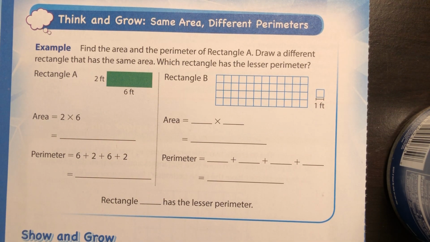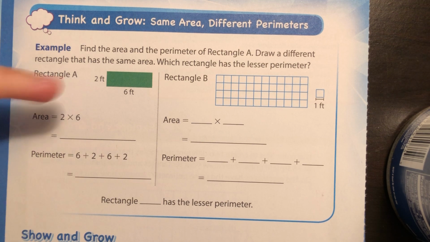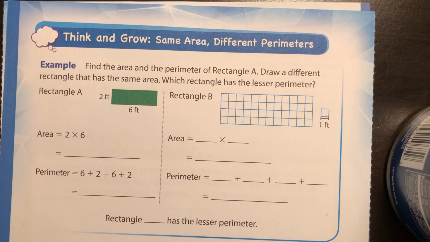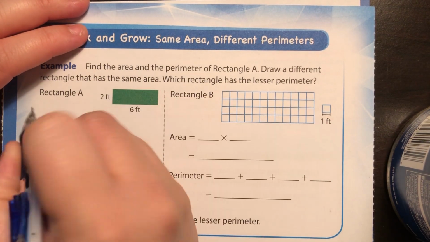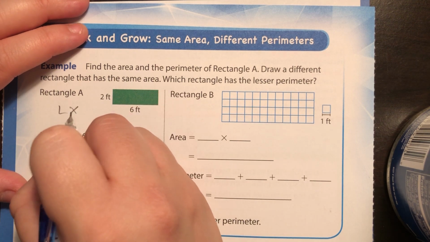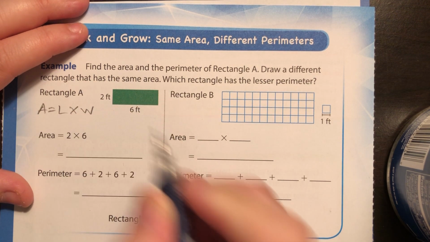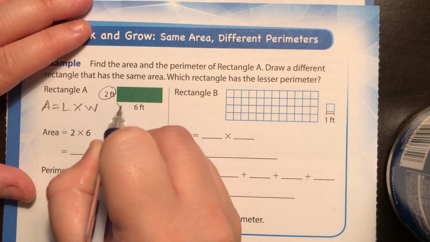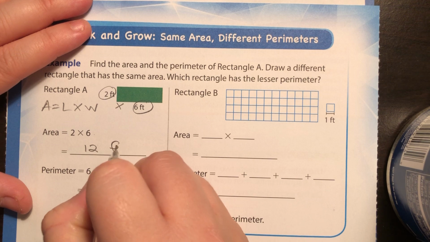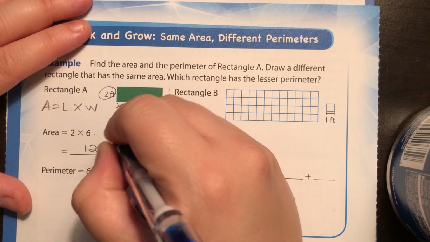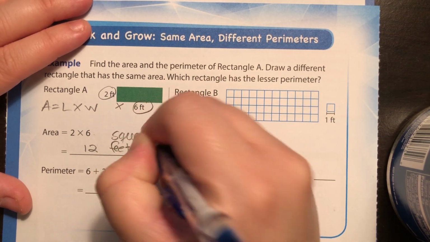All right. We are going to find the area and the perimeter of this rectangle, which they're calling rectangle A, and then we're going to draw a different rectangle that has the same area, and then figure out which rectangle has the lesser perimeter, so smallest space around it, okay? For this first one, we remind ourselves that area is length times width. In other words, this number times this number. 2 times 6 is right here. That means 12 feet. But because it's area, we say square feet.